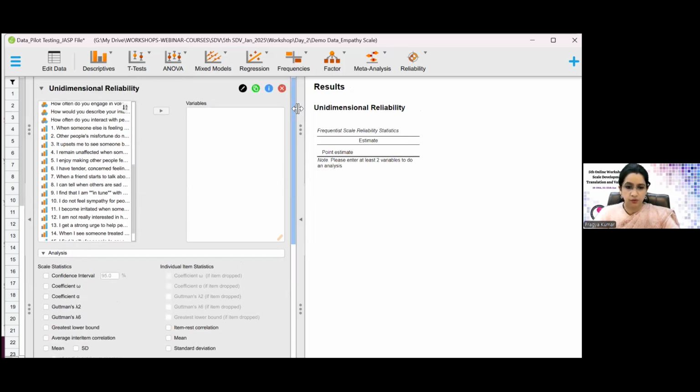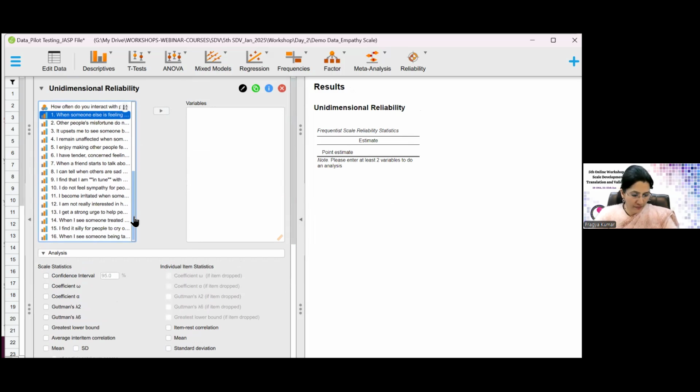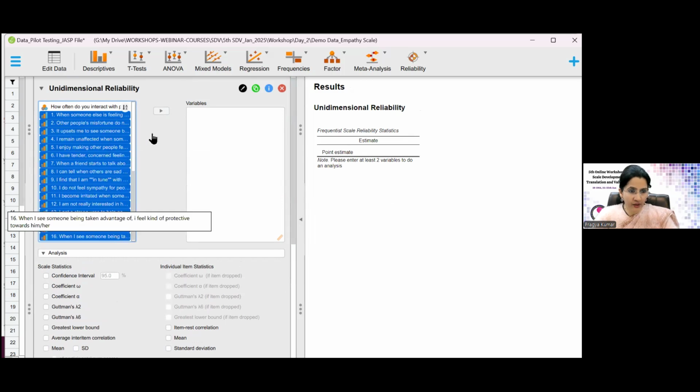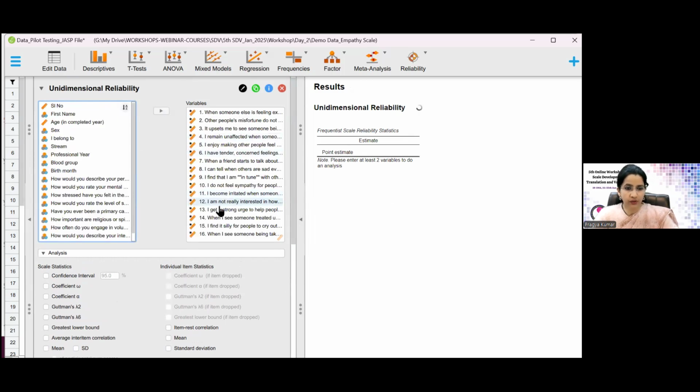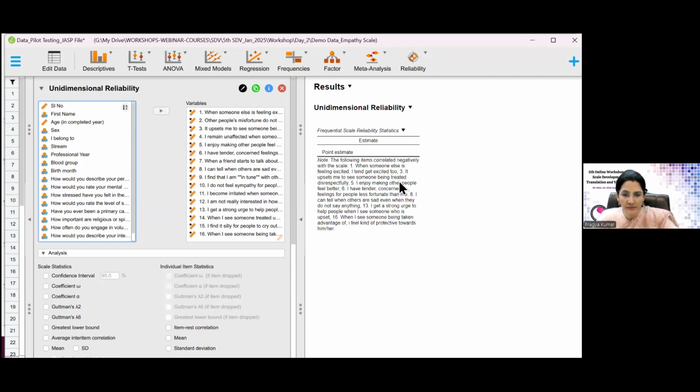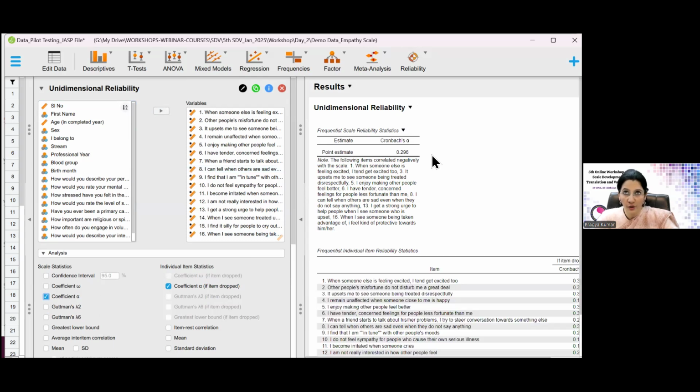Okay. So currently I'll show that I will move all these questions. So these are the questions. I think you have seen that Toronto empathy questionnaire. I have moved all these questions. I pressed shift, selected all these questions and moved them to this table. So you can see here, if you click coefficient alpha, it will give you the overall value.